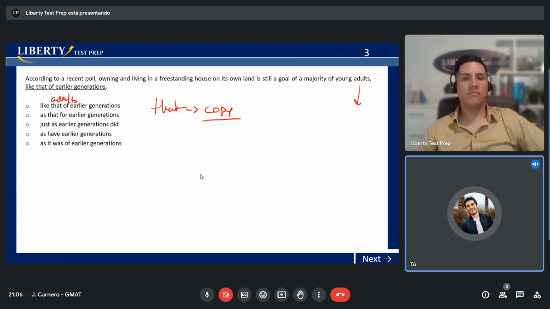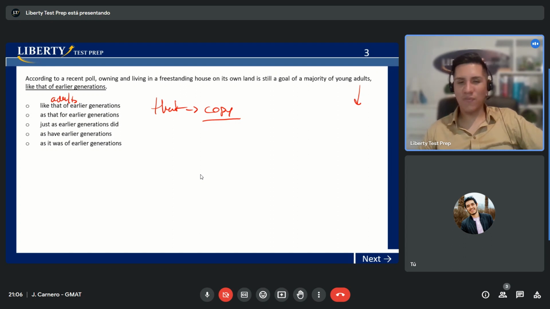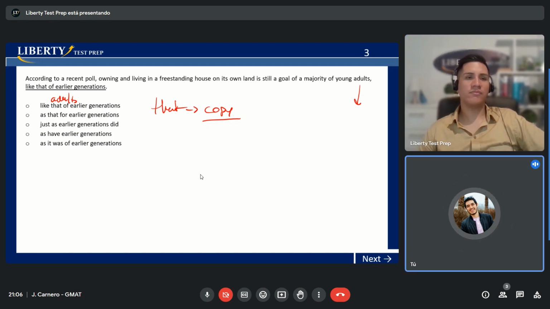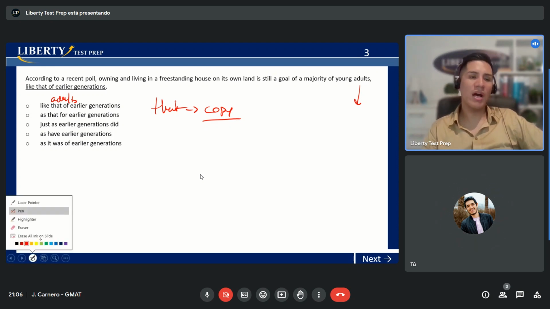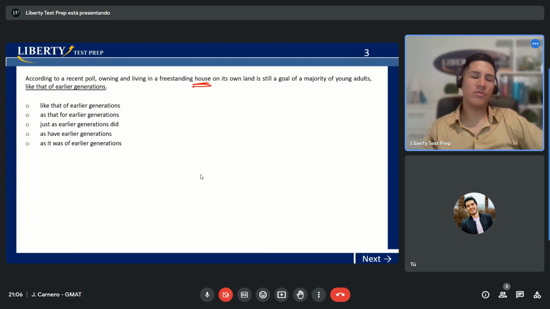Maybe house? Okay, is there something that could work or not? I'm not sure. Let's go one by one, like adults, right? We already know adults, it's impossible. What about the word house? Could it work or not?